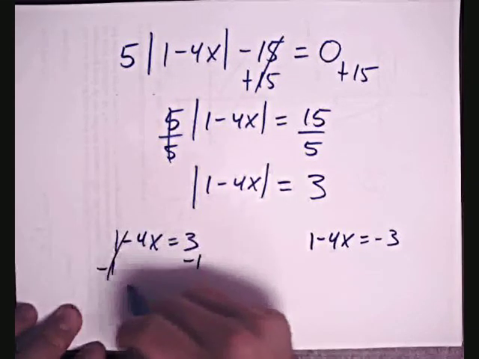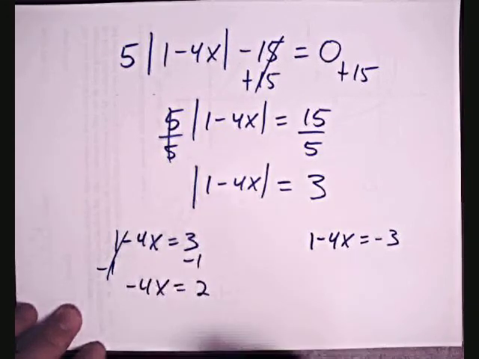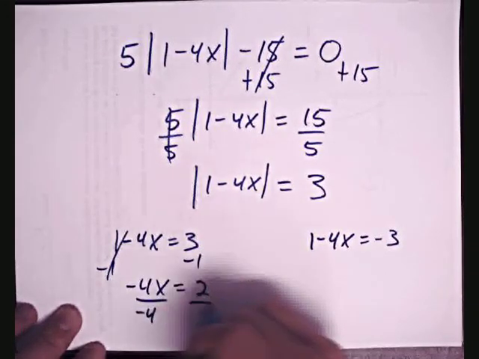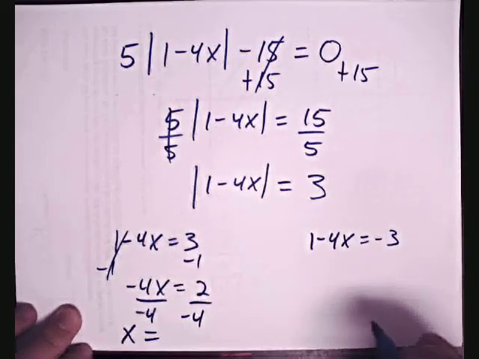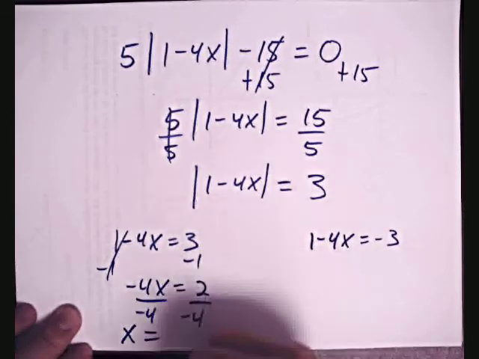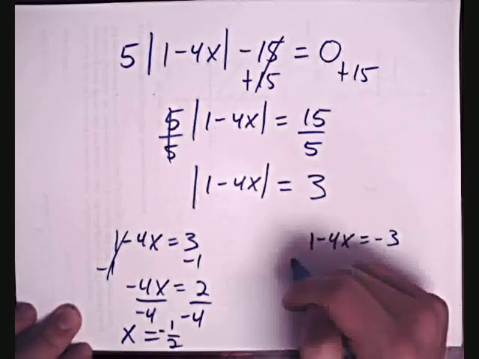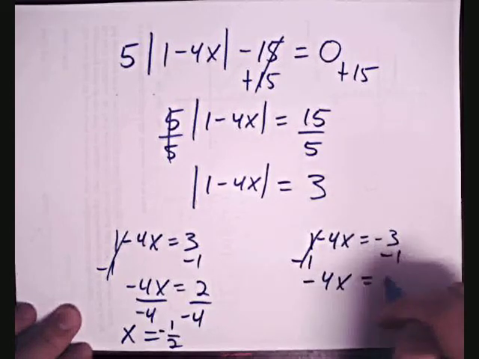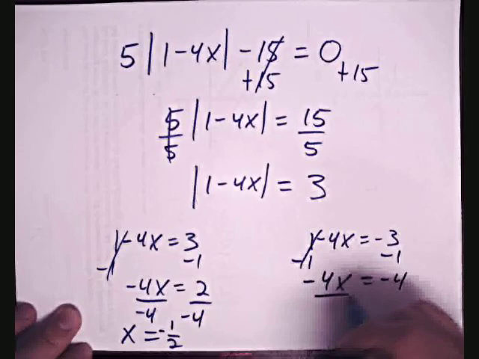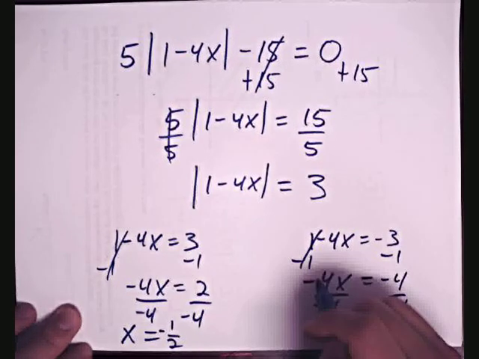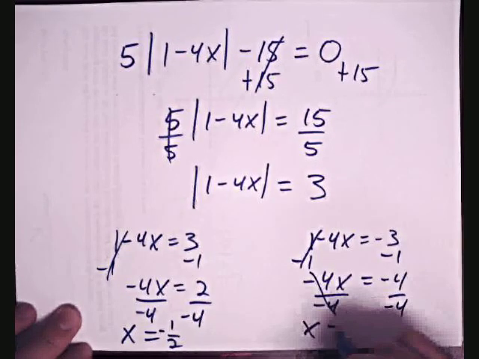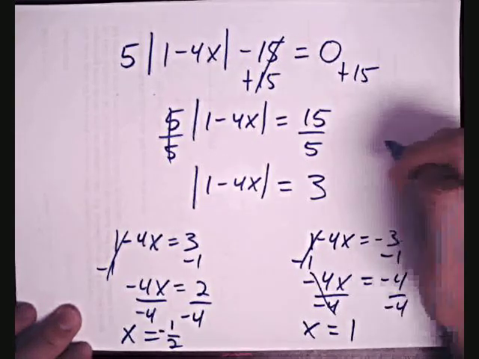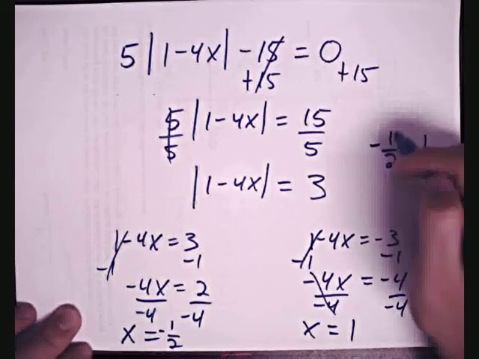Subtract 1, -4x equals 2, divide by -4, and x equals 2 over -4, both divisible by 2. We get -1/2. Same on this one, subtract 1, except this time we have -3 minus 1 is -4. Divide by -4, and x equals -4 divided by -4 is +1. So our solution set is -1/2, 1.